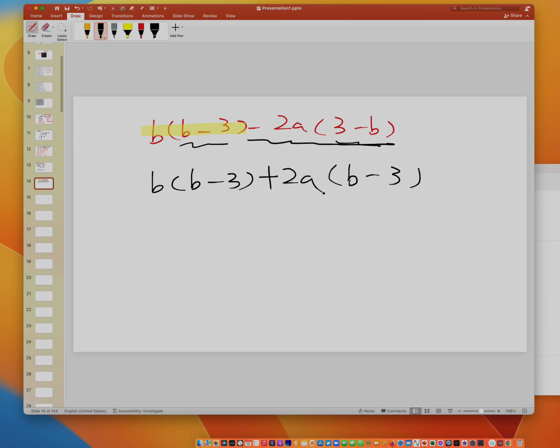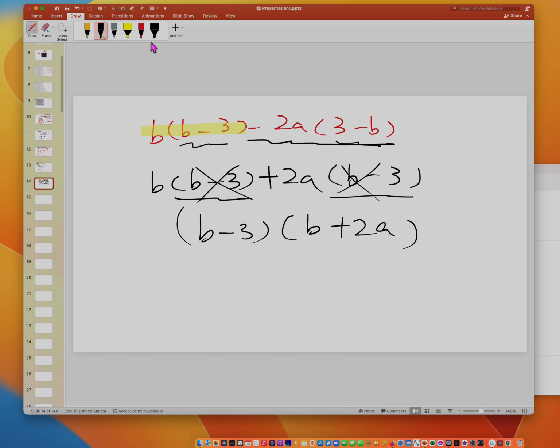This will speed up your work a lot. So the answer is b minus 3. Take it out because it's common. Once it's common, then you just have b plus 2a. So you change the order, change the sign in front. Minus becomes plus. Plus becomes? Minus. So let me give you another example.